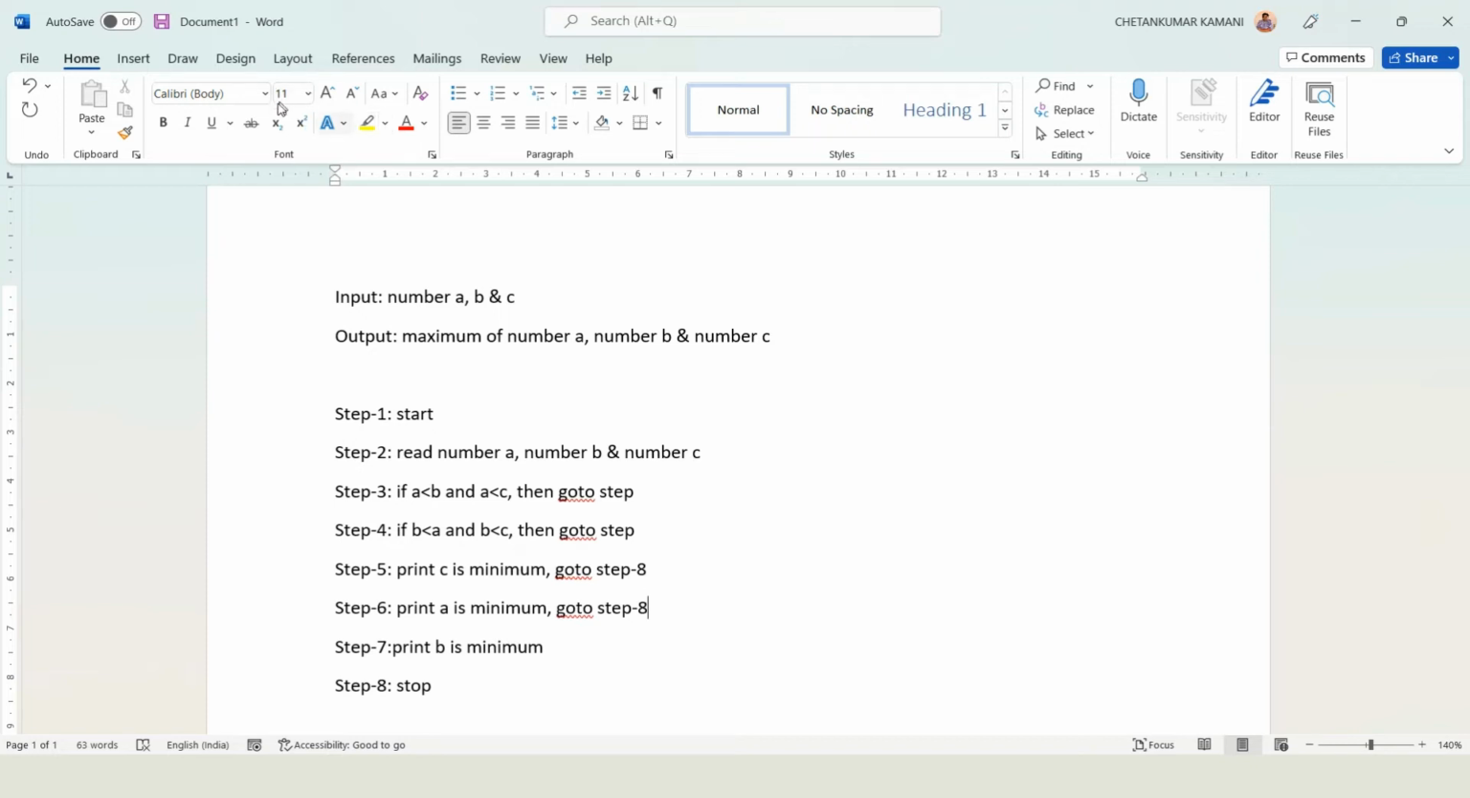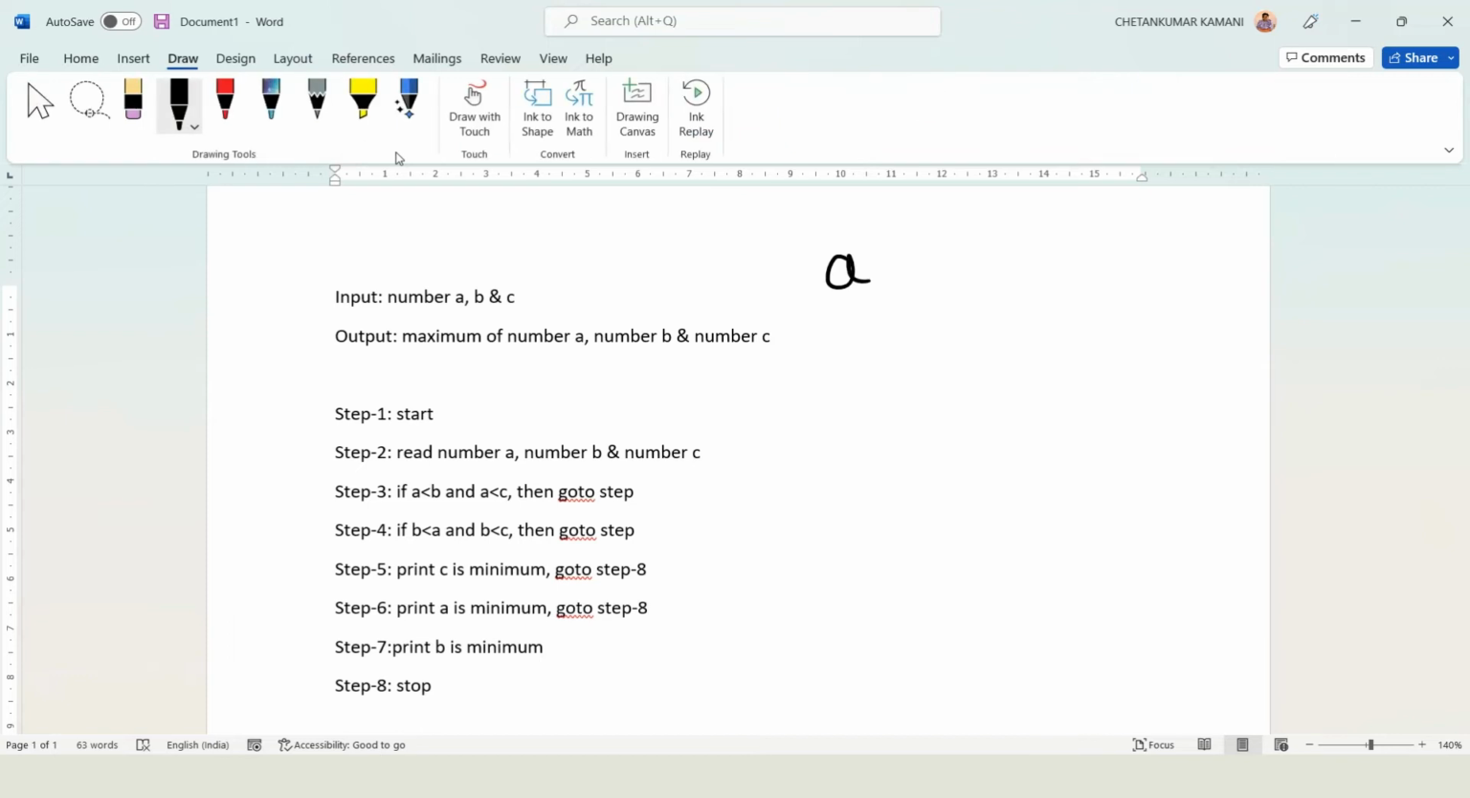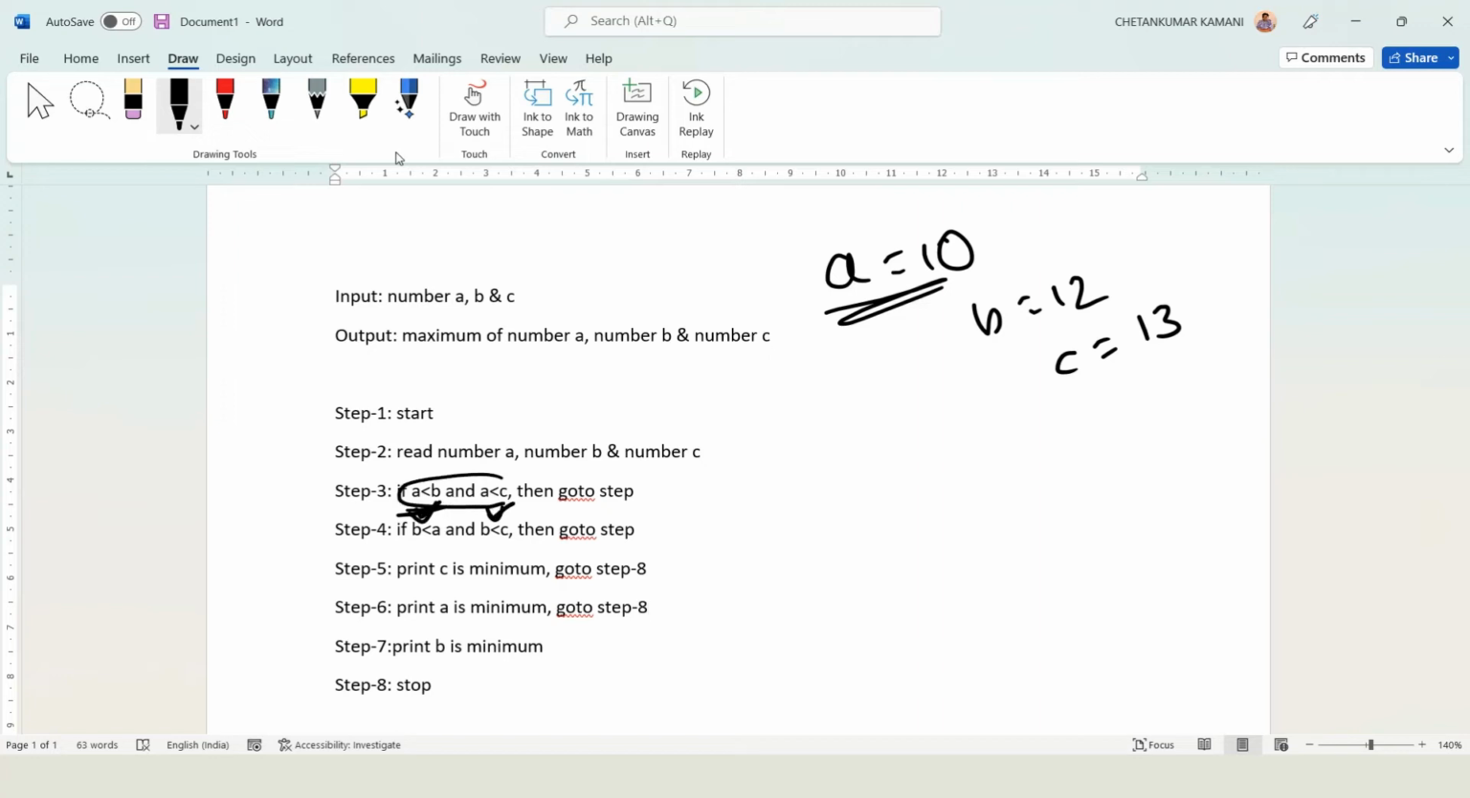Okay, let's check this for some numbers. Now let's say A is 10, B is equal to 12, C is equal to 13. What would be the answer? A would be the answer. Let's say A is less than B. Yes, 10 is less than 12. This is also true. If this is true and this is true, then this statement would be true. All of you are getting it? That's why I have used AND here. 10 is less than 13, it is also true. Then which step will I go to? Which one is minimum? Yes, step number 6, A is minimum.